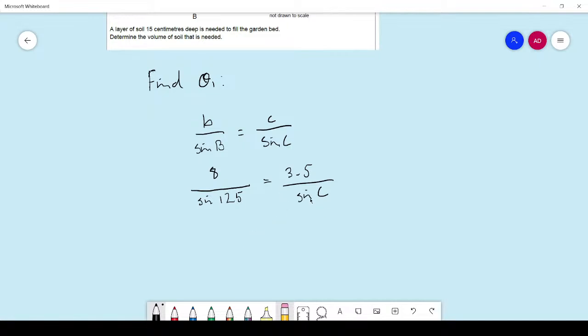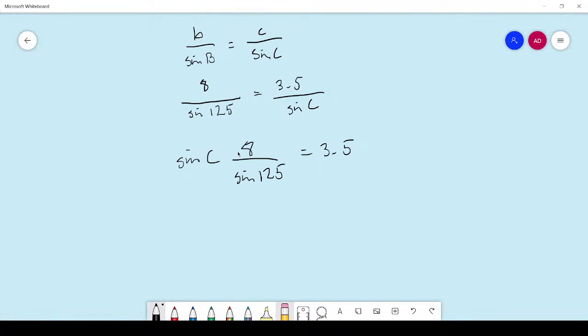So now we just need to rearrange it. We need to isolate and get sine C by itself. So I'm thinking we times it across and get rid of all the other stuff. So sine C, with 8 over sine 125 equals 3.5 over sine C. We'll times sine 125 to the other side, and divide 8 to the other side. So we should get left with sine C equals 3.5 times sine 125, and divide 8 across.